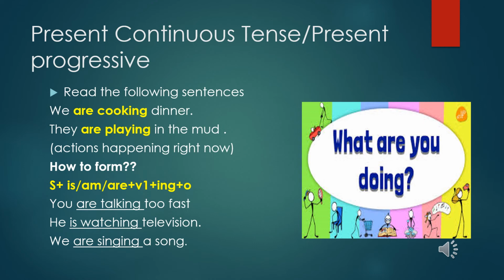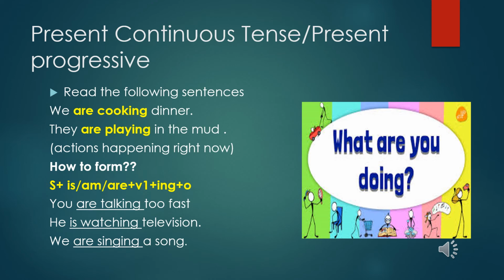Now see these two sentences. We are cooking dinner. They are playing in the mud. When you read these sentences, you can understand that the actions here are cooking and playing. So these actions are happening right now. When I speak also, the action is happening. Okay, so how to form this present continuous tense?